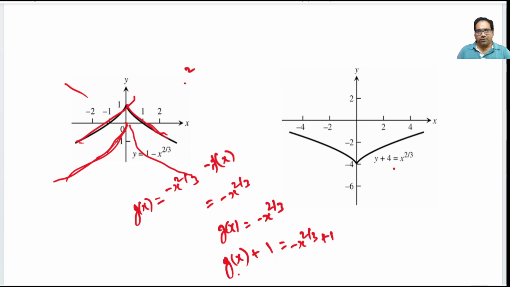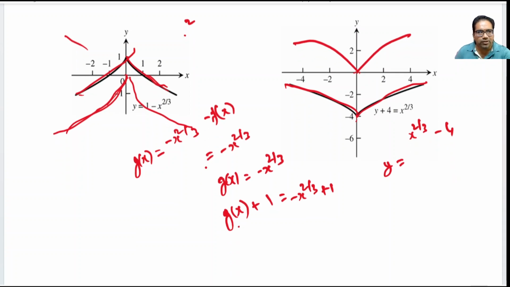Similarly, y plus 4 equals x power 2 by 3. What is x power 2 by 3? It is something like this. Agreed. Now, what is y? Y equals x power 2 by 3 minus 4. What does that mean? This entire graph minus 4 means it should do a vertical shift downwards by 4 units. So that means the graph will become this. So y plus 4 equals x power 2 by 3 means y equals x power 2 by 3 minus 4. This is the graph. Right, guys?